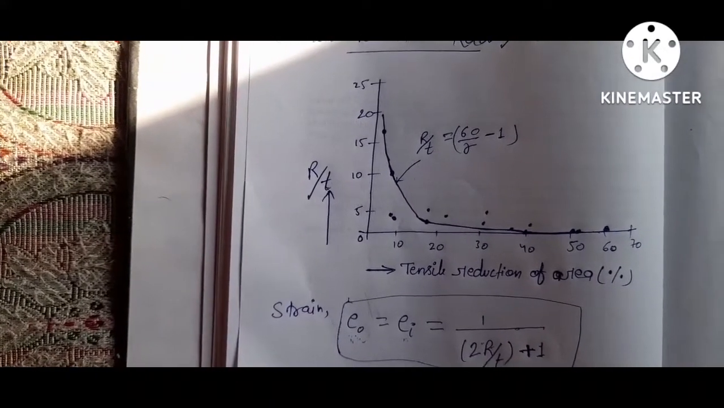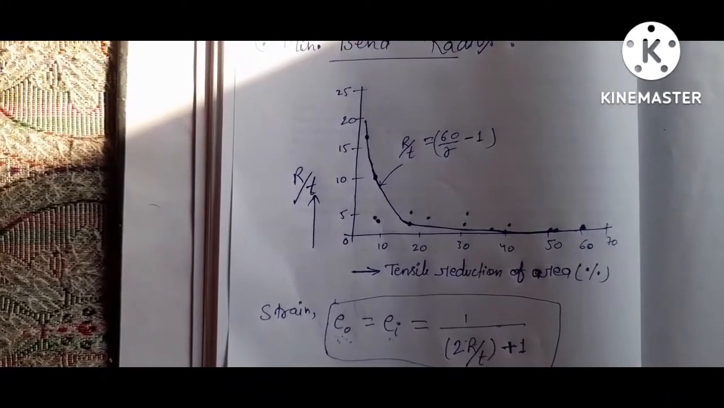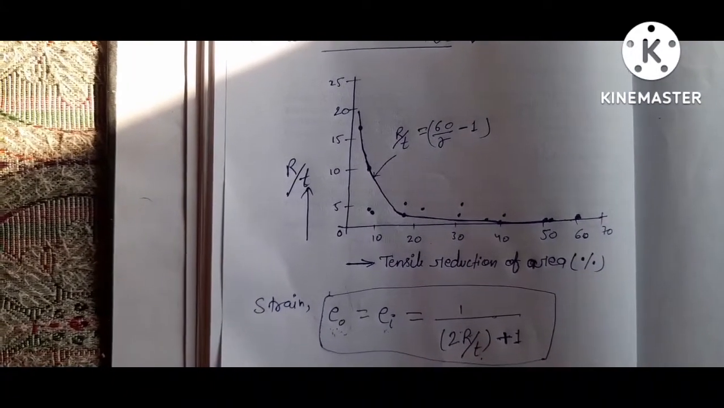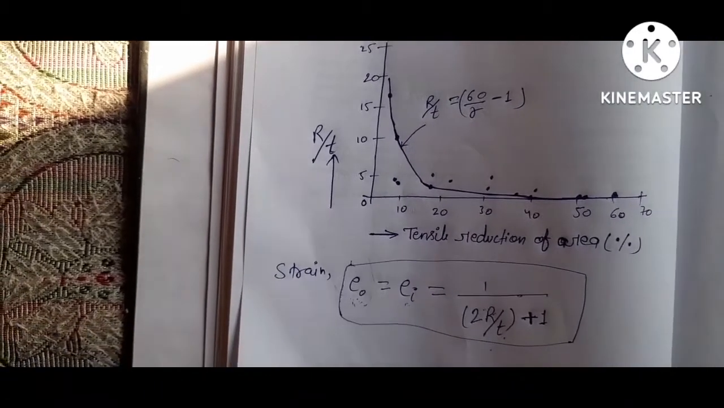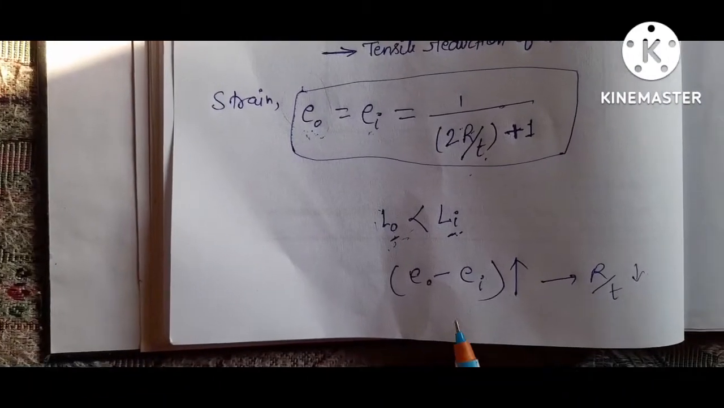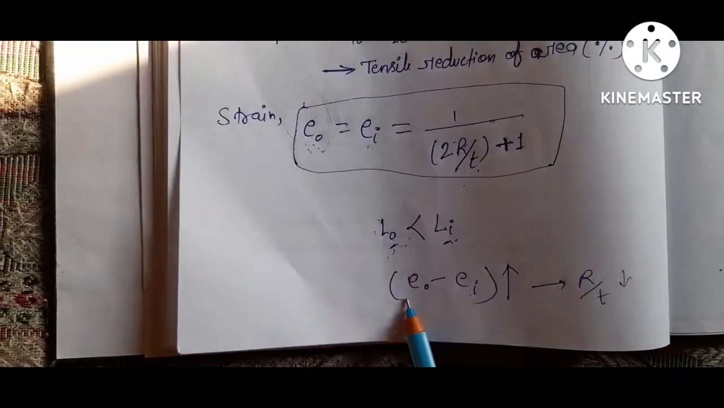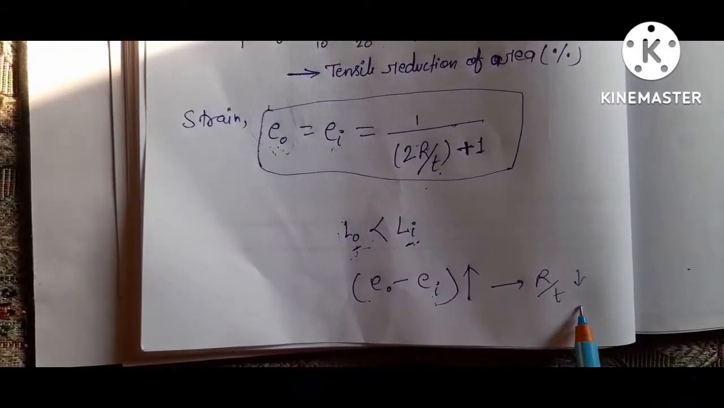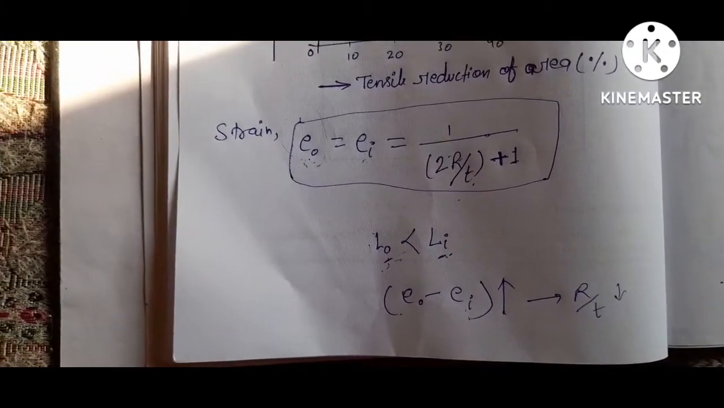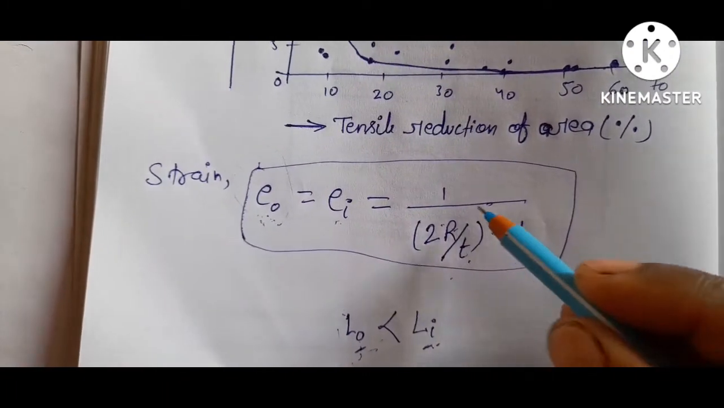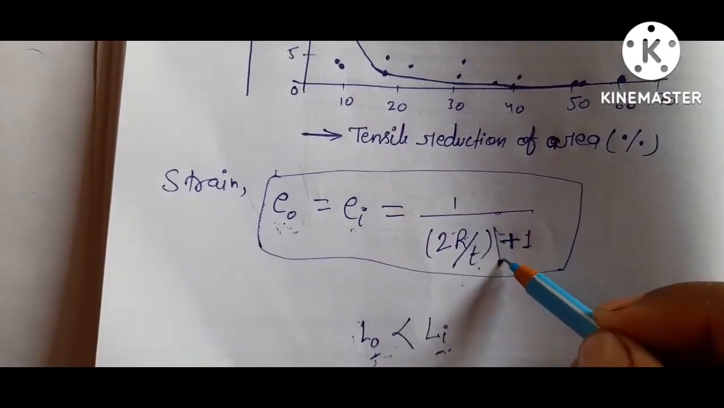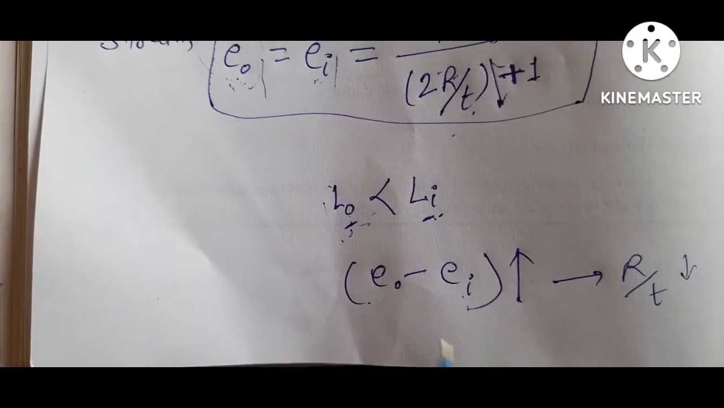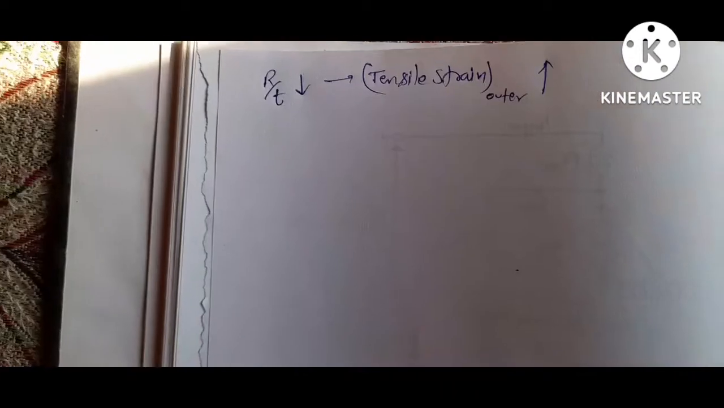Consequently, the outer and inner strains are different, with the difference increasing with decreasing R by T ratio. What is it saying, friends? In simple words, the difference between the outer and inner strain increases if the R by T ratio decreases. This is the whole concept. Also in this equation, if these values decrease, then this value increases, and the differences are shown.